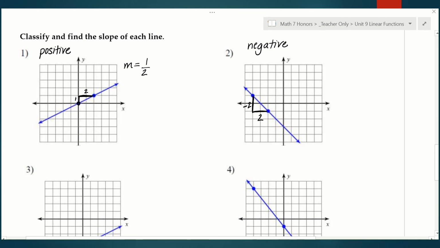Okay, so I want you just to take a second and notice the difference between those 2 questions. In number 1, we went up and to the right. In number 2, we went down and to the right. So it's really important that you notice that we never go left. It's always up and right or down and right. Okay, so for this one, my slope would equal my rise, which was -2, over my run, which was 2. Now with slope, we always want to reduce that. So that's going to be slope is -1.